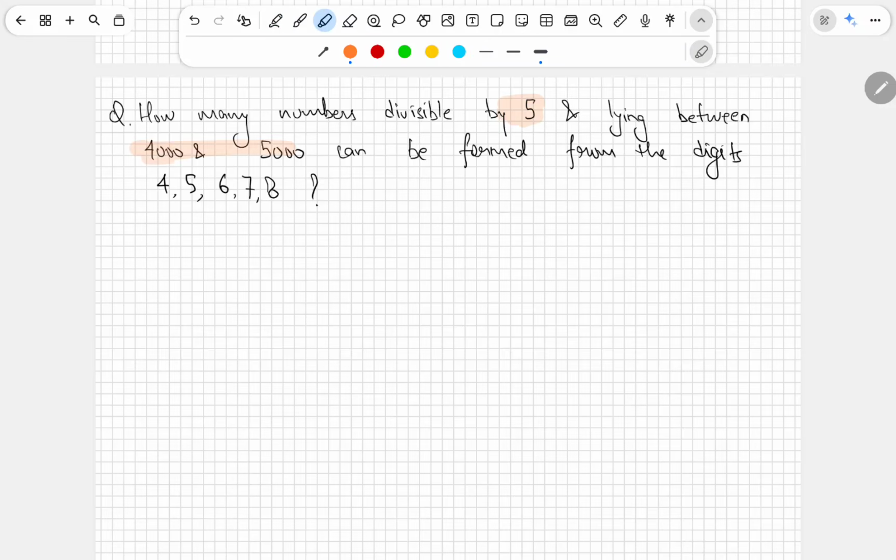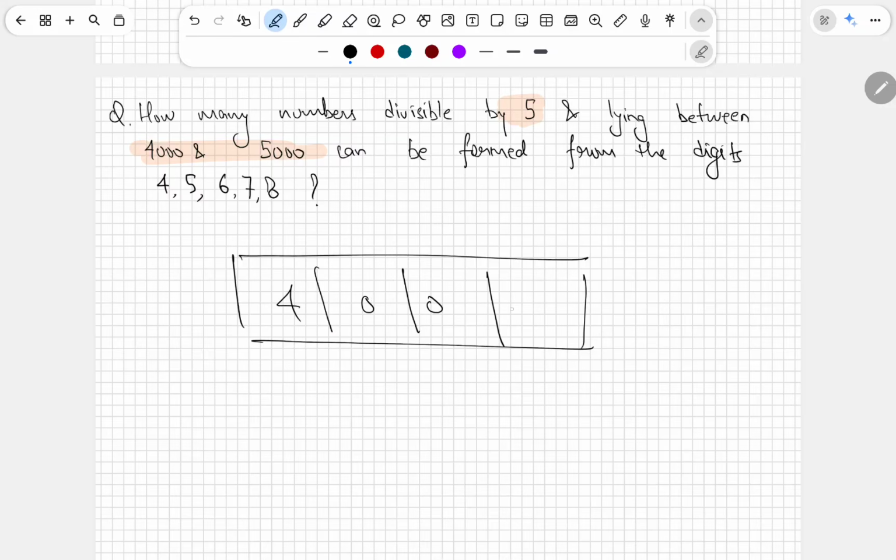Now let's read the question. And lying between 4000 and 5000. Okay, if the number is lying between 4000 and 5000, it is greater than 4000, but it is less than 5000. So it will be a 4-digit number. How many numbers divisible by 5 and lying between 4000 and 5000 can be formed from the digits? Now we have a limited number of digits, so repetition is obviously not allowed.